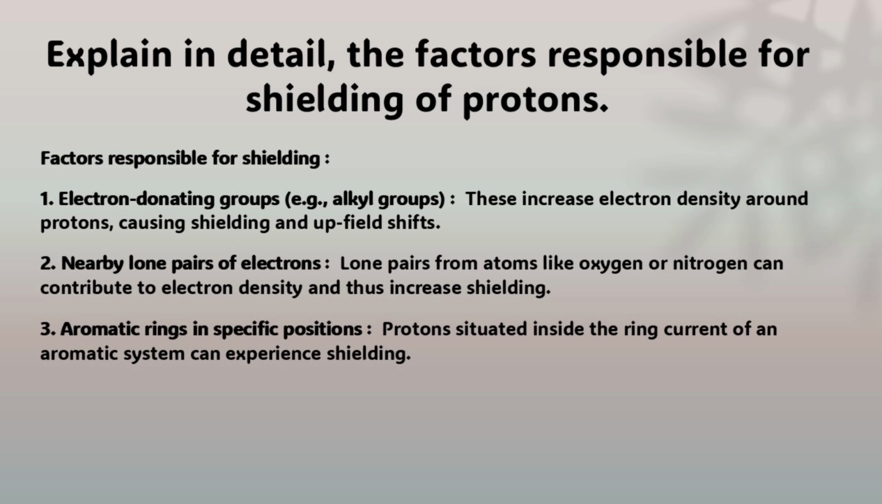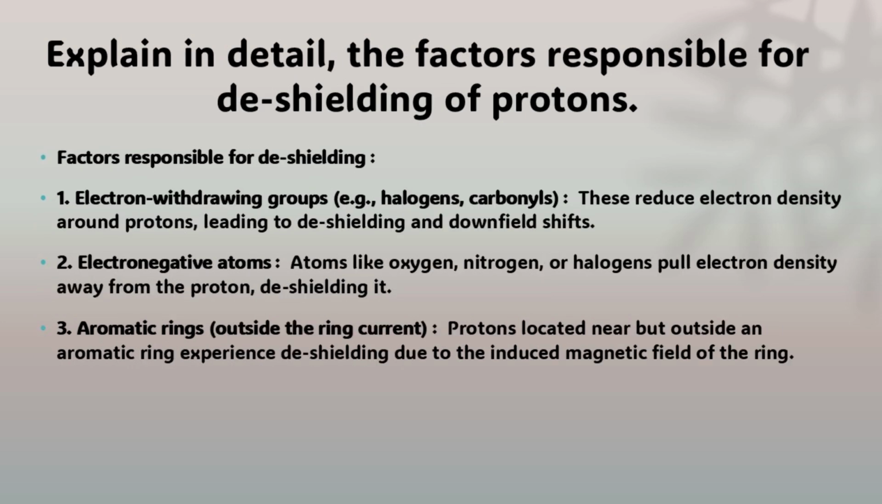1. Electron-donating groups, for example alkyl groups, increase electron density around protons, causing shielding and upfield shifts. 2. Nearby lone pairs of electrons: lone pairs from atoms like oxygen or nitrogen can contribute to electron density and thus increase shielding. 3. Aromatic rings in specific positions: protons situated inside the ring current of an aromatic system can experience shielding. The next question is question number 36.